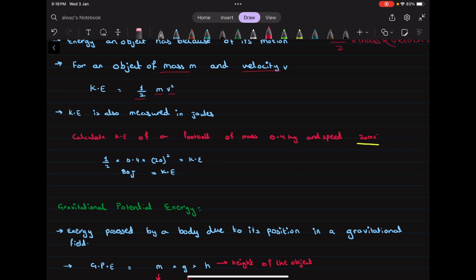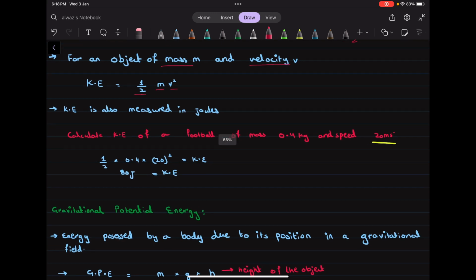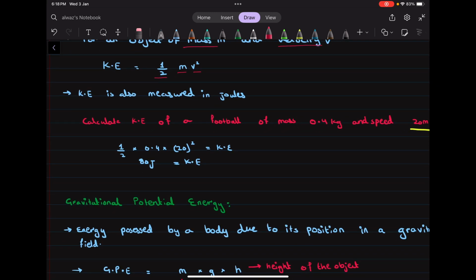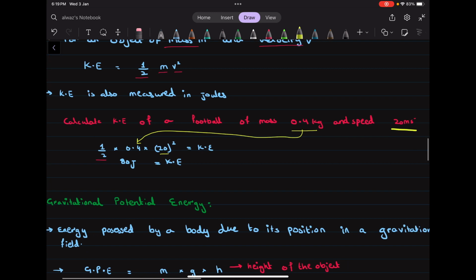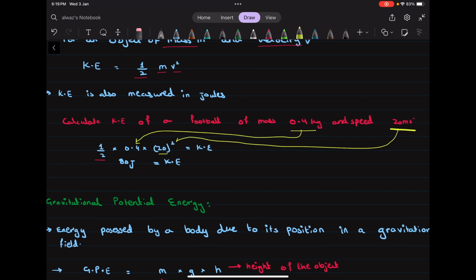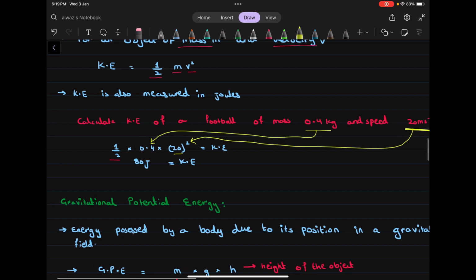It says that calculate the kinetic energy of a football of mass 0.4 kg and speed 20 meters per second. What we do is we simply plug this information into our formula. We know that 1 over 2 is a constant, so we write it as is. Our mass is 0.4 kg, so we plug it here, and our velocity is 20 meters per second, which is plugged in here. When we plug these values in our formula and calculate it using a calculator or maybe mental maths, we can see that the kinetic energy of the football is 80 joules.